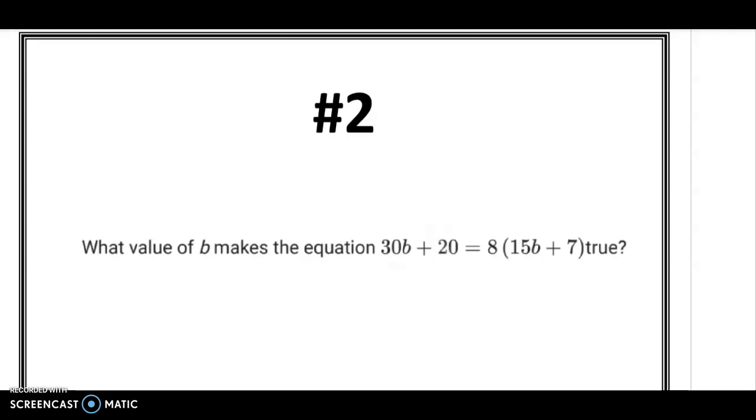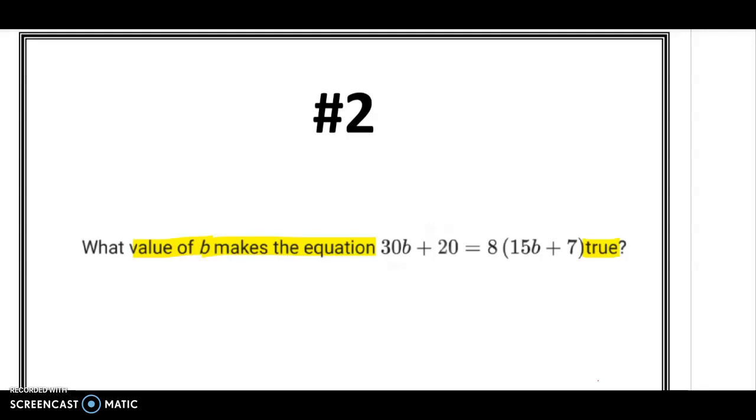All right, so this question, number 2 on the original test, was one of the top 5 most missed questions. In this particular problem, just remember when you see the words "what value of b makes this equation true," that really just means solve for b. So we are taking that equation and solving for b.